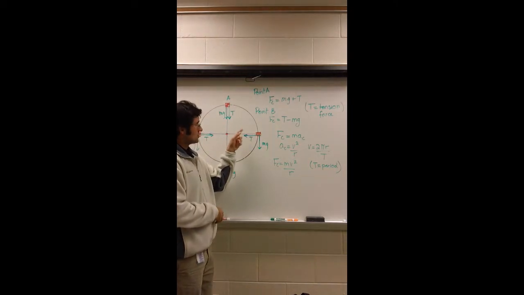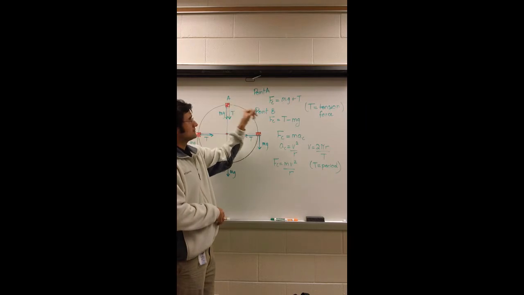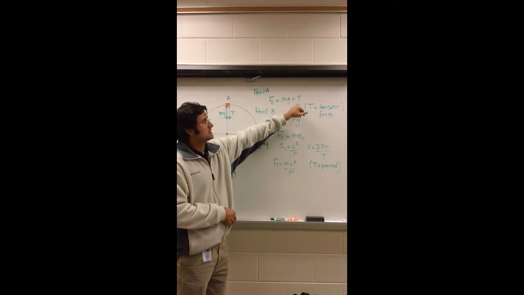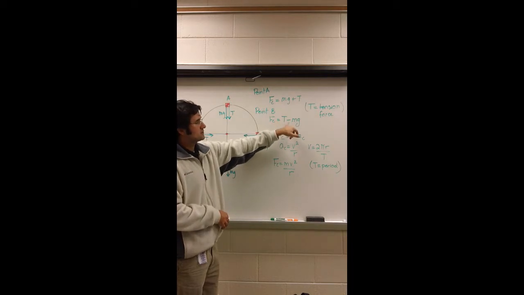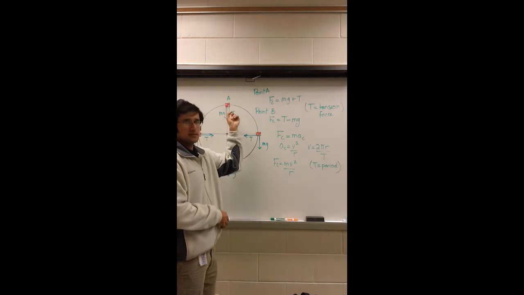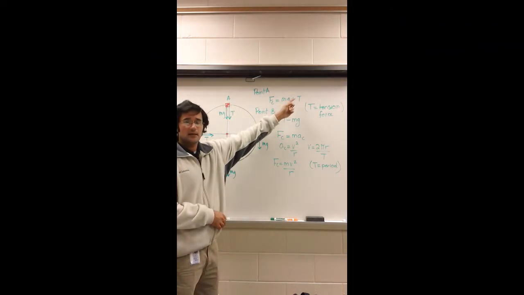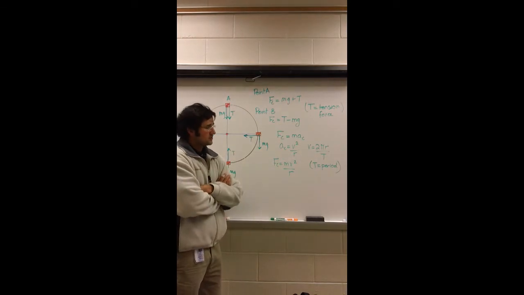The tension force is always going to point towards the center. So at point A, the centripetal force is found by doing the force of gravity plus tension force. At point B, the centripetal force is the tension force minus the force of gravity, because these forces are in opposite directions. In this case, they're in the same direction, so they've been added together. In this case, at point B, they're in opposite directions, so you can subtract them.